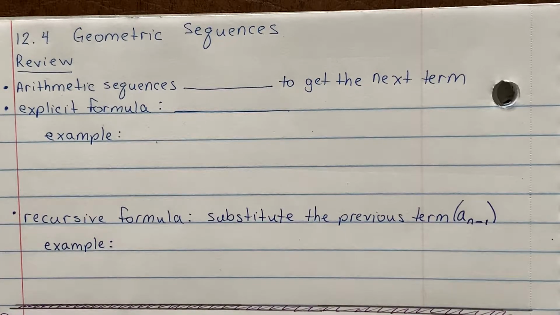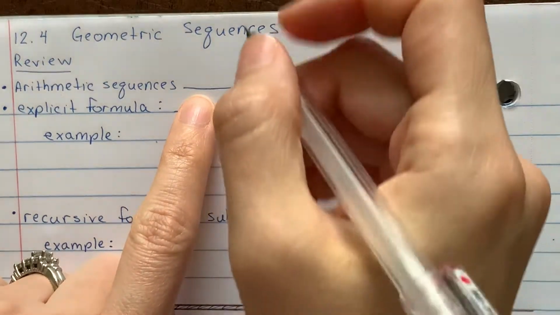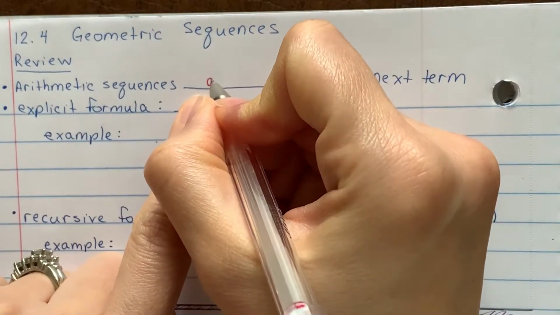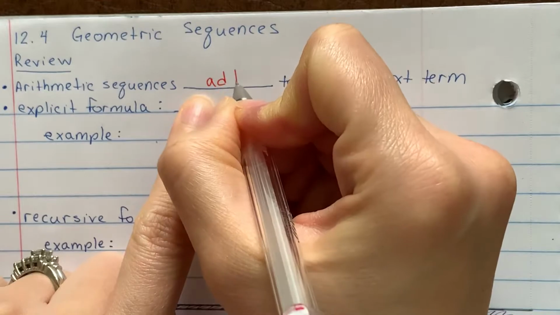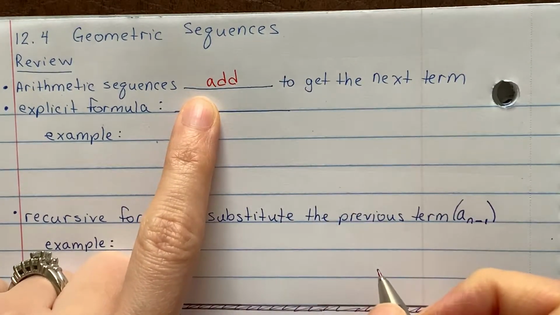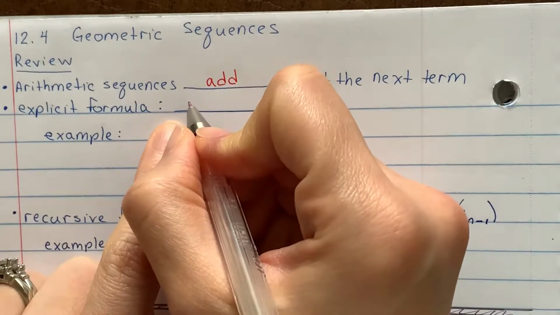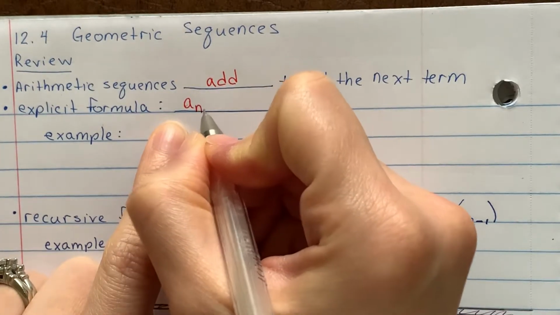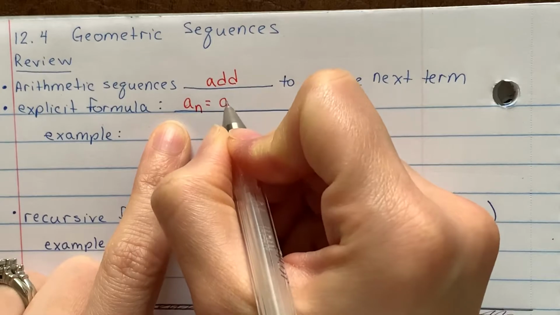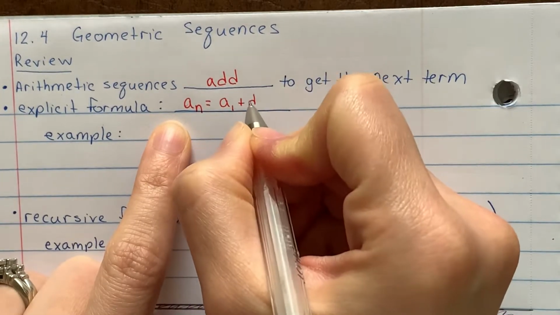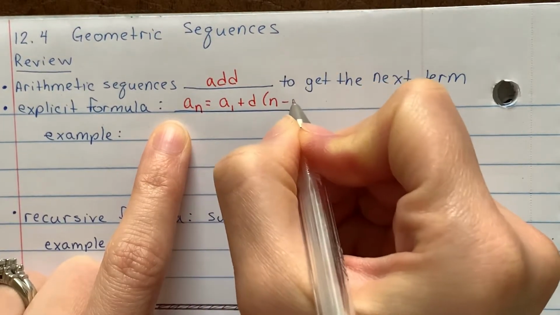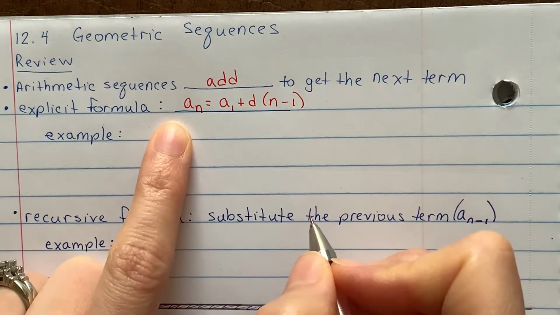So as a review, on the very top of my notes, I wrote down that arithmetic sequences blank to get the next term. What do they do in arithmetic? Well, they add to get to the next term. The explicit formula, at this point, hopefully you have that formula memorized. It was a sub n is equal to a sub 1 plus d times n minus 1.